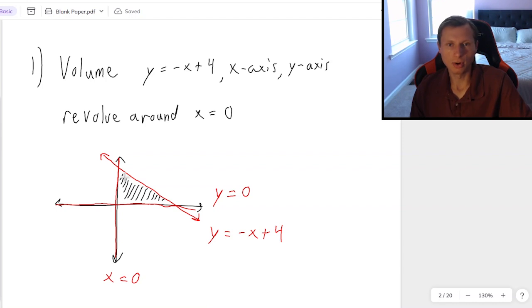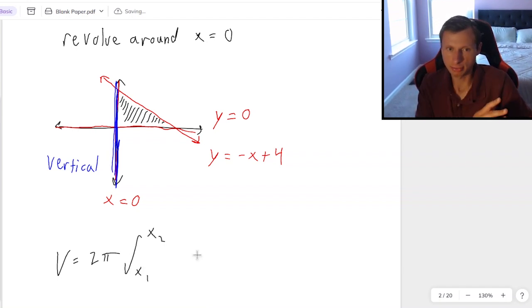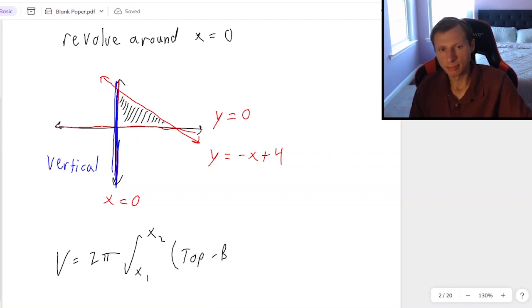And now to get my volume, I'm revolving around the line x equals 0, which is going to be the y-axis. And most importantly, this is a vertical axis of rotation. And so I am going to be using that version of the volume formula. So it's going to be 2 pi integral x1 to x2, leftmost point to the rightmost point, of the top function minus the bottom function, and then times r dx.